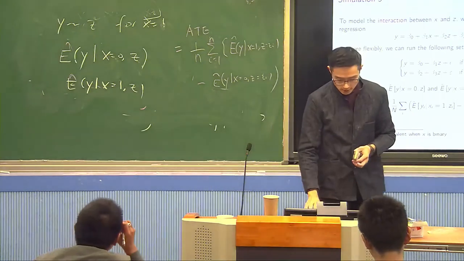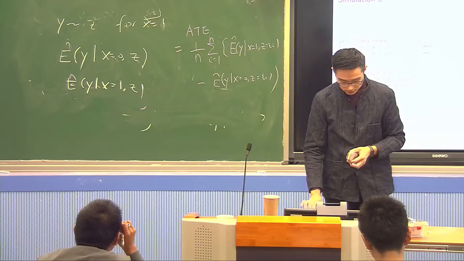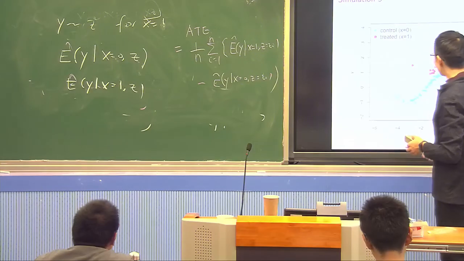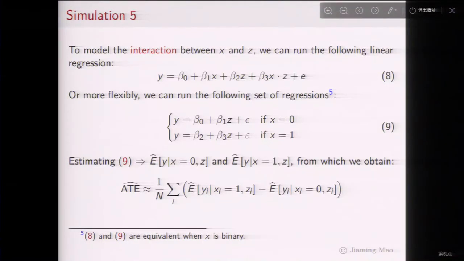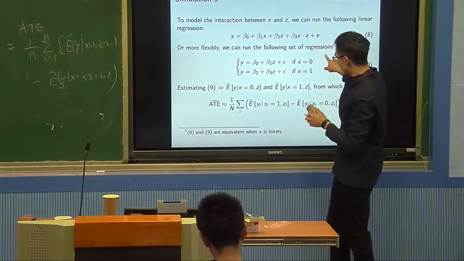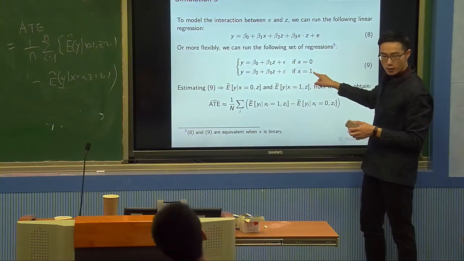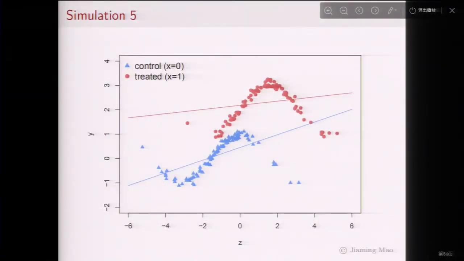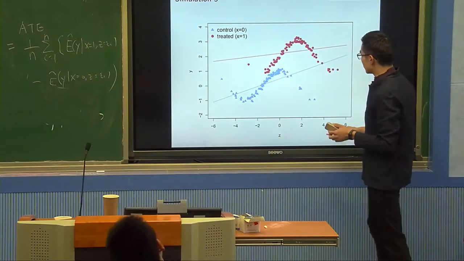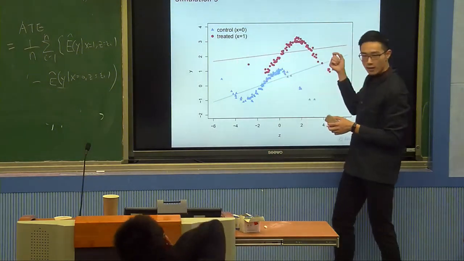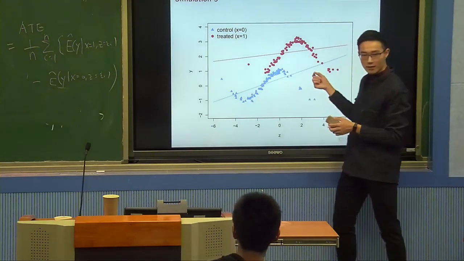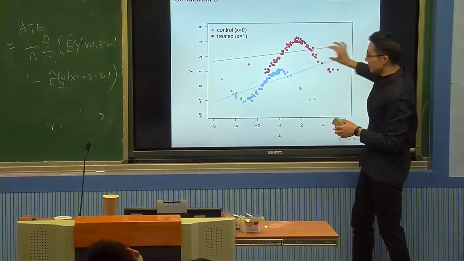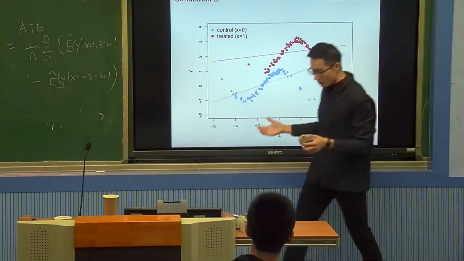So that's my strategy. I'm going to estimate this equation for X equal to 0, I'm going to estimate this equation for X equal to 1, and I'm going to do this to calculate the ATE. The result is not very good, because for X equal to 1, I estimate a linear line. For X equal to 0, I estimate a linear line. And then I use the strategy to calculate and average all the estimated treatment effects. The result is pretty bad.